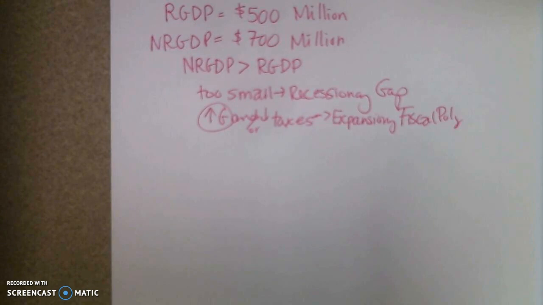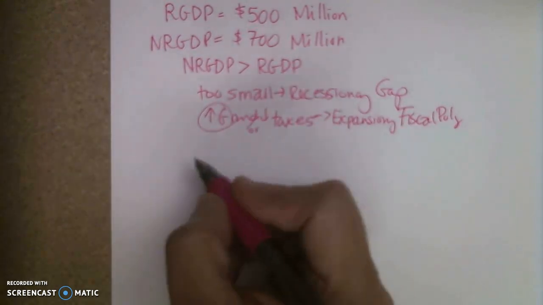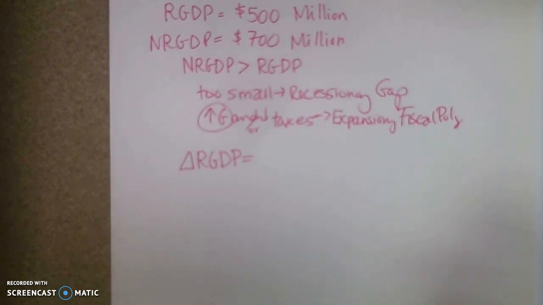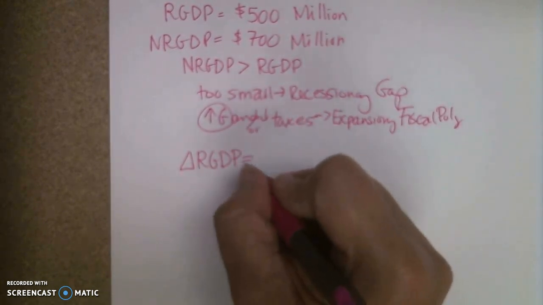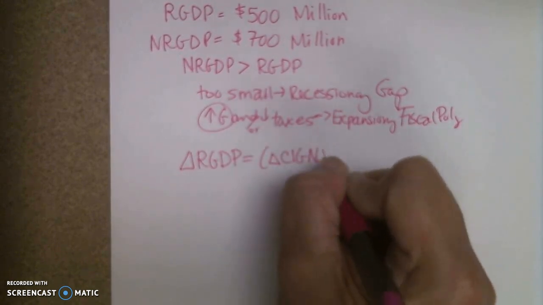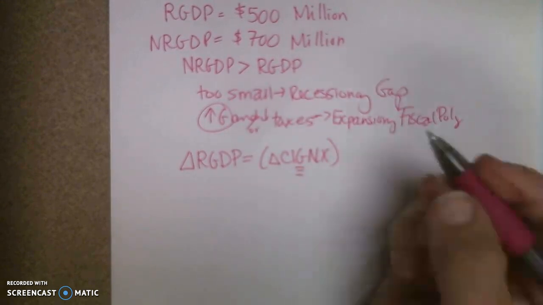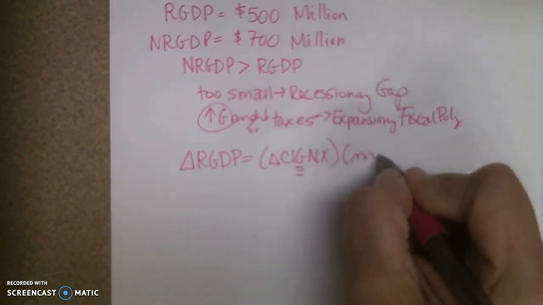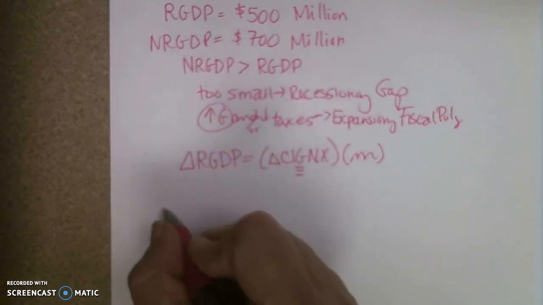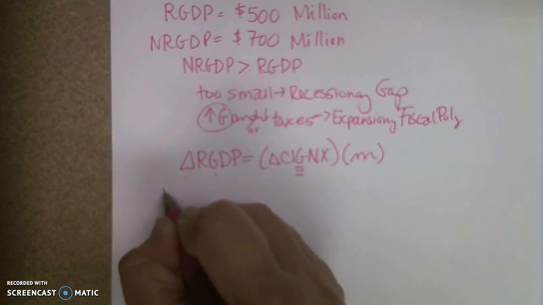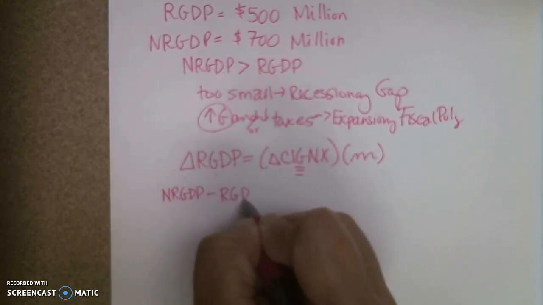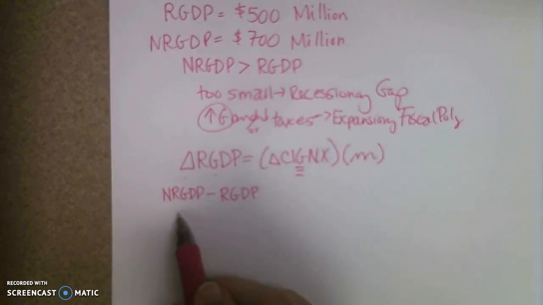So what we want to know is how much should government change their spending to get us out of this recessionary gap. So again, we're going to go back to this equation. The change in real GDP equals the change in C, I, G, and NX. Now we're going to focus solely on just the G, because that's what we're going to solve for, times the multiplier. Let's talk about change in real GDP first. In order to know what our real GDP needs to do, take your natural real GDP and subtract your real GDP, because we want to get to the natural, so it always goes first.